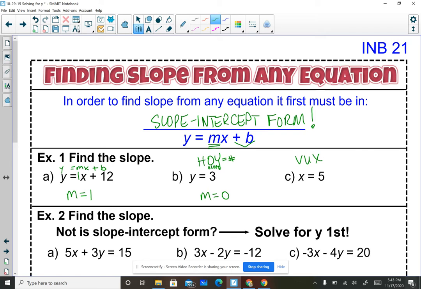And then letter C. Remember, it can't be in slope-intercept form because you can't write y = mx + b if there's no y. In this case, we have an x equals a number equation. What we've learned already is that makes a vertical line, and that slope is going to be undefined. If you don't have a y, you can't write it in slope-intercept form, so your slope is undefined. Those are 3 examples that kids tend to get confused on, so I wanted to run through those again.